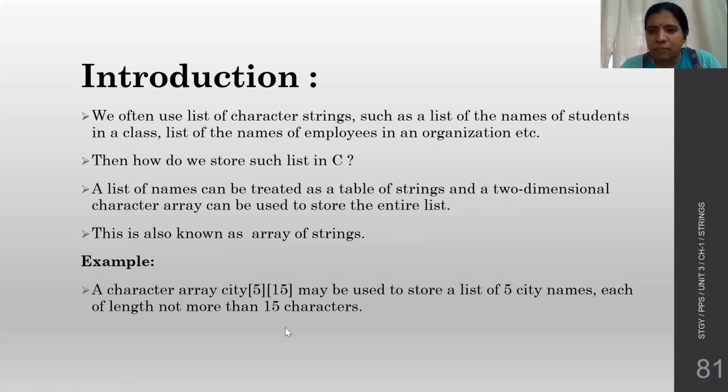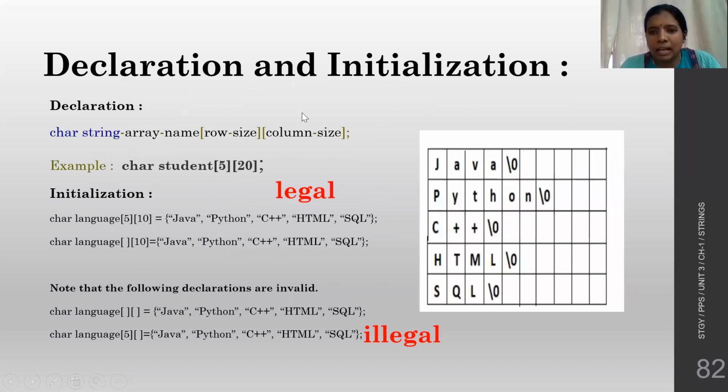This is how you declare: char array_of_string_name[row size][column size]. Declaration and initialization is step 1. Now there is something to understand. What does row size mean? What does column size mean?